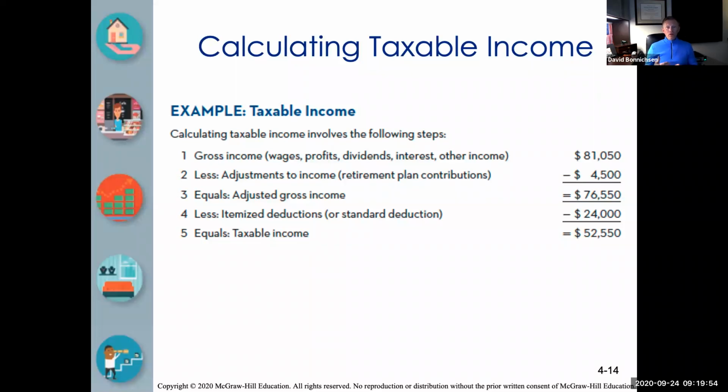We're going to take the standard deduction. We're not going to itemize. We're going to take a standard deduction of $24,000. Once we take the $24,000 away from our AGI, that gets us to our taxable income. This is the number right here that our taxes are calculated upon.